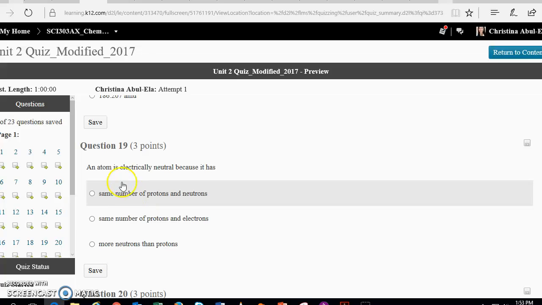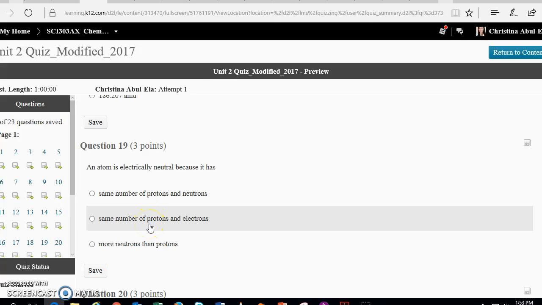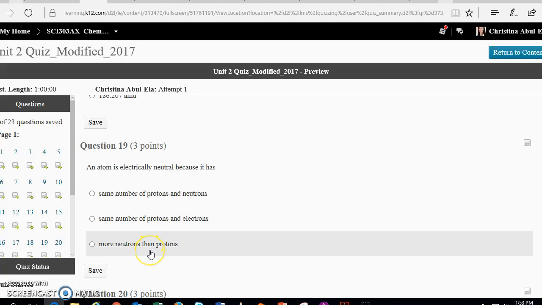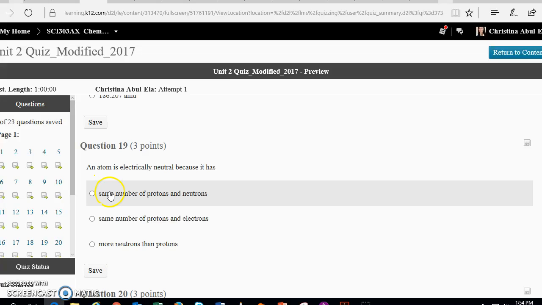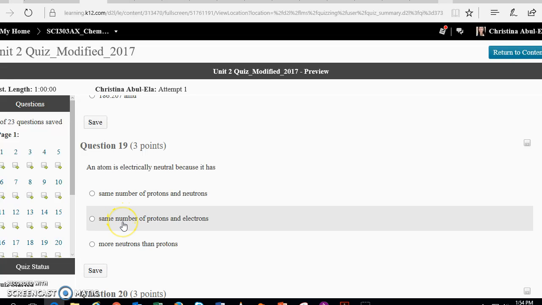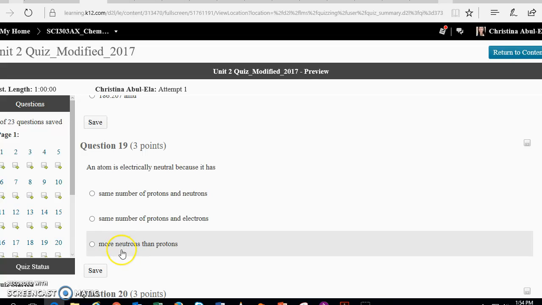Question 19. An atom is electrically neutral because it has the same number of protons and neutrons, the same number of protons and electrons, more neutrons than protons. Let me read that one again. Question 19. An atom is electrically neutral because it has the same number of protons and neutrons, the same number of protons and electrons, or more neutrons than protons?